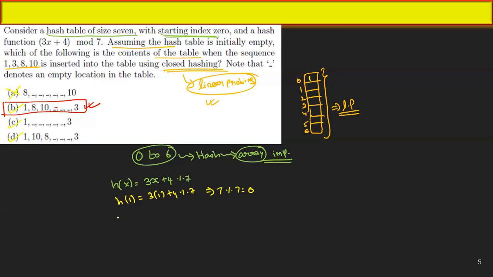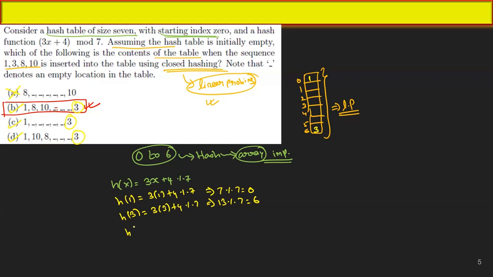Don't wait, right? So next 3 is coming. 3 into 3 plus 4 mod 7, which is equal to 9 plus 4, 13. 13 mod 7 is equal to 6, if I'm not wrong. So for 6, you are going to give the value as 3. So finally 3 is there. Here also 3, here also 3, here also 3. No elimination possible. Say yes or no. B, C, D, everyone is still in the game. No elimination possible.